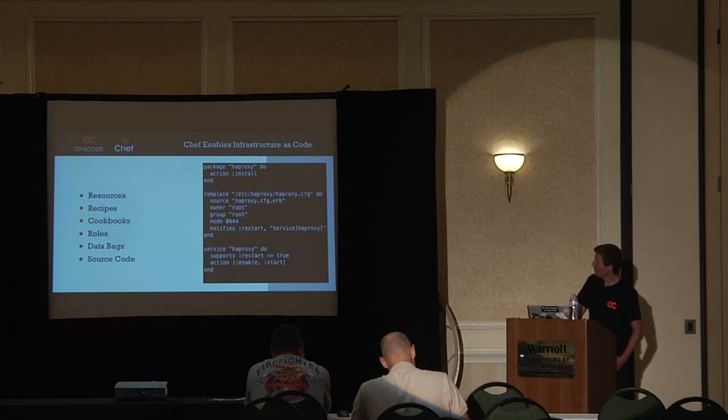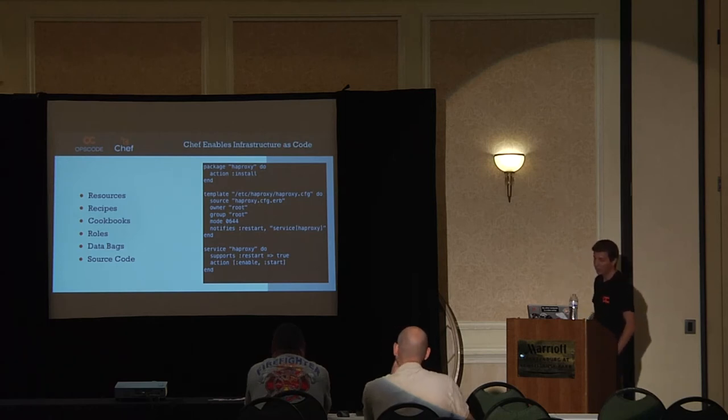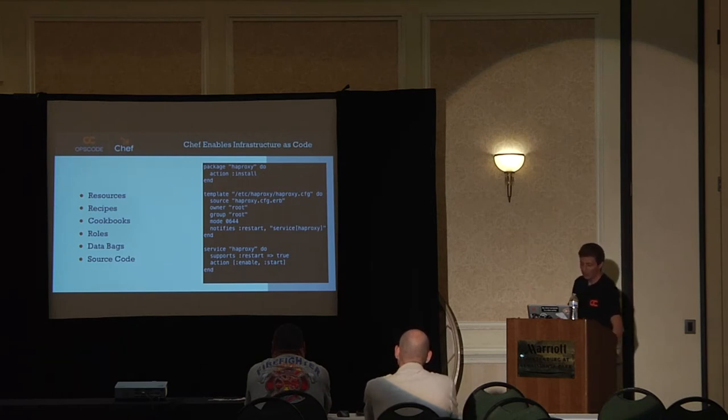So Chef enables infrastructure as code in a different way. We're going to, again, dive into each of these things individually. We manage our system configuration as resources. We put those resources together into recipes. We distribute recipes as cookbooks. And we assign recipes to individual systems through roles.